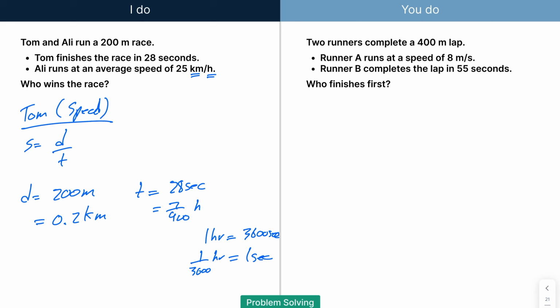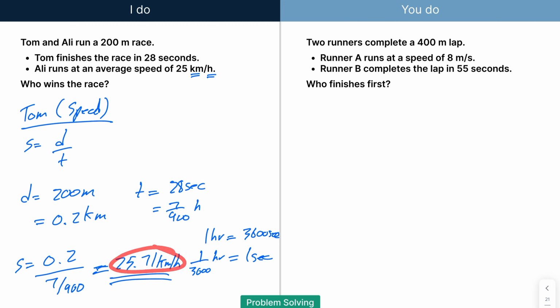Right, and then finally, we just substitute that into the formula. So speed is going to be 0.2 kilometers divided by 7 over 900. So that's 0.2 divided by that, and you get an answer of 25.71 kilometers per hour. Now you just compare this to Ali's speed, and you can see Tom was quicker. So who wins the race? That would be Tom, who was quicker, and we can just write 25.71 kilometers per hour.